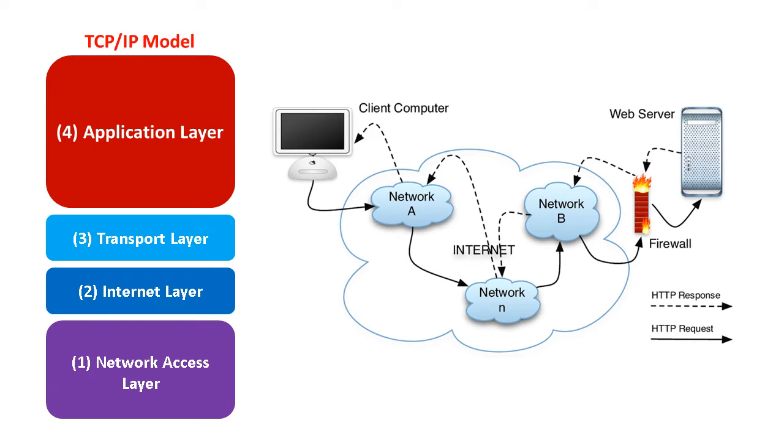TCP stands for Transmission Control Protocol, whereas IP stands for Internet Protocol. A number of protocols that make the internet possible come under the TCP/IP model. This model consists of 4 layers. Now we will look at the diagrammatic representation of the TCP/IP model.